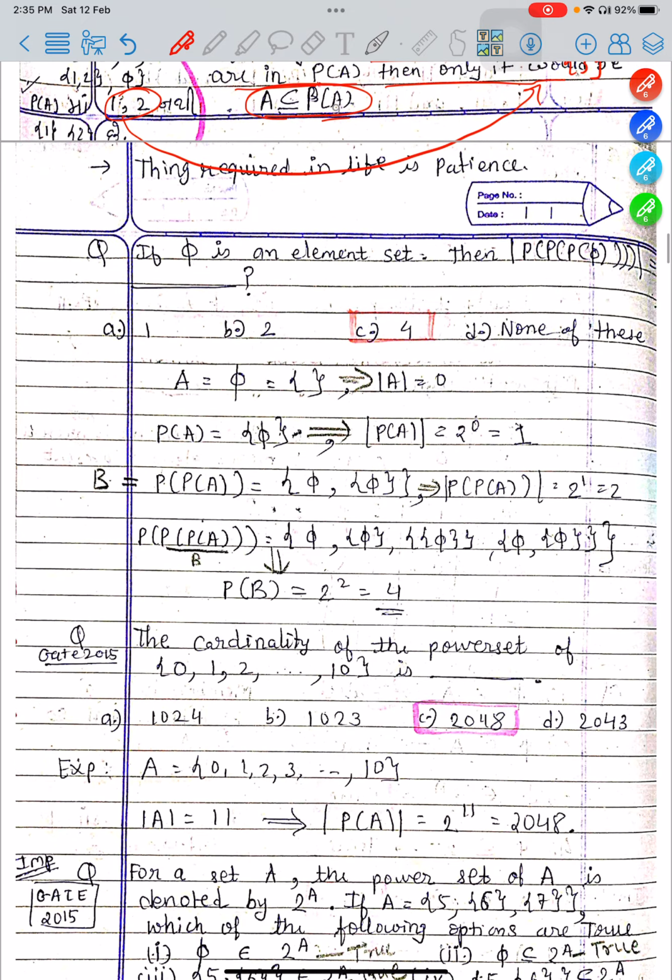The thing required in life is patience. Okay, this is very true for the GATE examination. I made some mistakes: I did not revise properly and frequently, I did not attend lectures properly, and I did not make notes properly. This was the first time I'm making notes after considering my mistakes in the past GATE examination, like 2022.